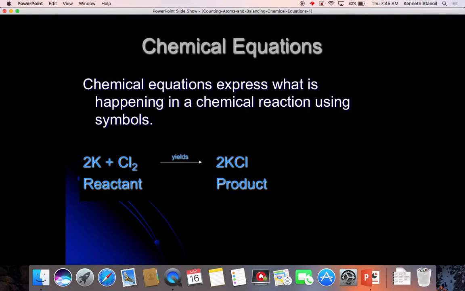Chemical equations express what is happening in a chemical reaction using symbols. We've talked about that. We've got reactants on the left. Our arrow means yields. And then our products are on the right. Our reactants produce products. That's a chemical reaction.